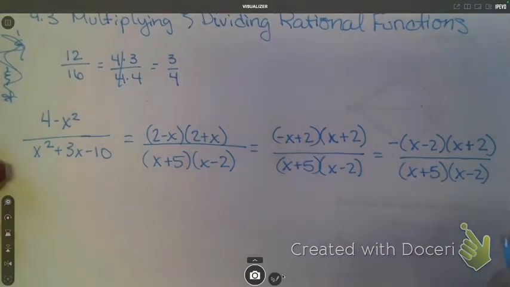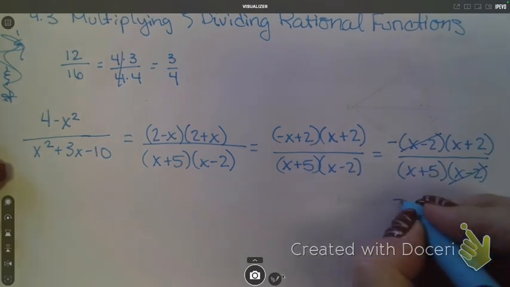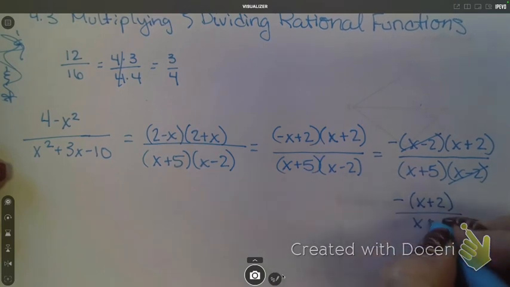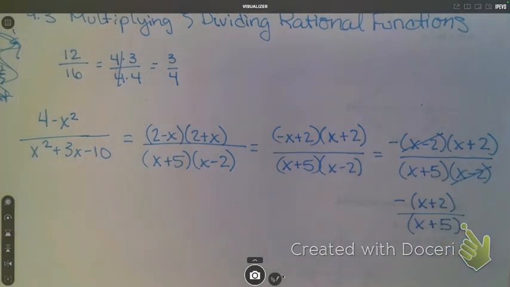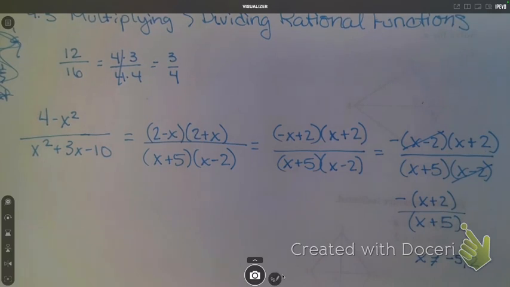Now can I reduce them? So my answer would be negative the quantity x plus 2 over x minus 2. Your answers I want completely factored. And what can't x be? It would be positive 2 and negative 5. Why can't it be negative 5 or positive 2? You set the denominator equal to 0.